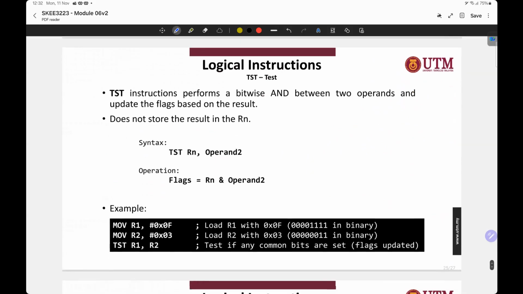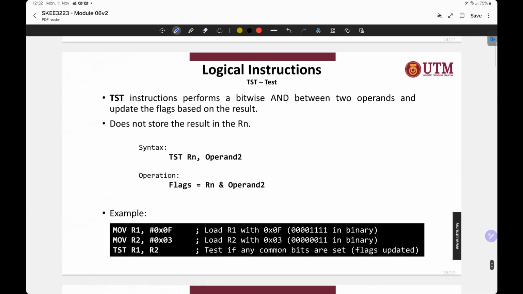The next will be the TST. TST stands for test. So what does this TST do? The TST instruction performs a bitwise AND between two operands and updates the flags based on the result. At the end of the day, it does not store the result in the Rn. So this TST is used to update the flags.